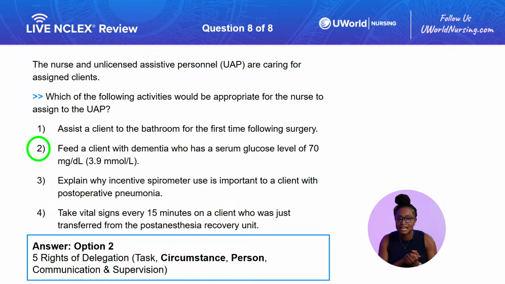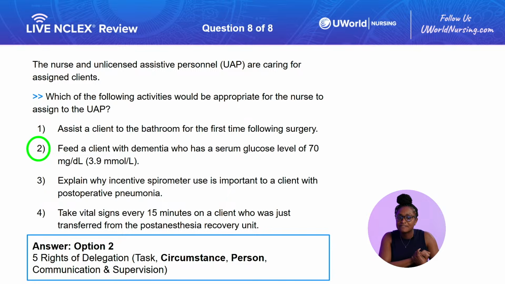Option 1, assist the client to the bathroom for the first time following surgery. Again, since it's the first time, the nurse should be the person that does that first assessment, that first interaction or intervention to assist them to the bathroom, so we can make sure there are no complications happening. Option 3, explain why incentive spirometer use is important to a client with postoperative pneumonia. Explaining or doing any initial teaching, again, goes to the RN.